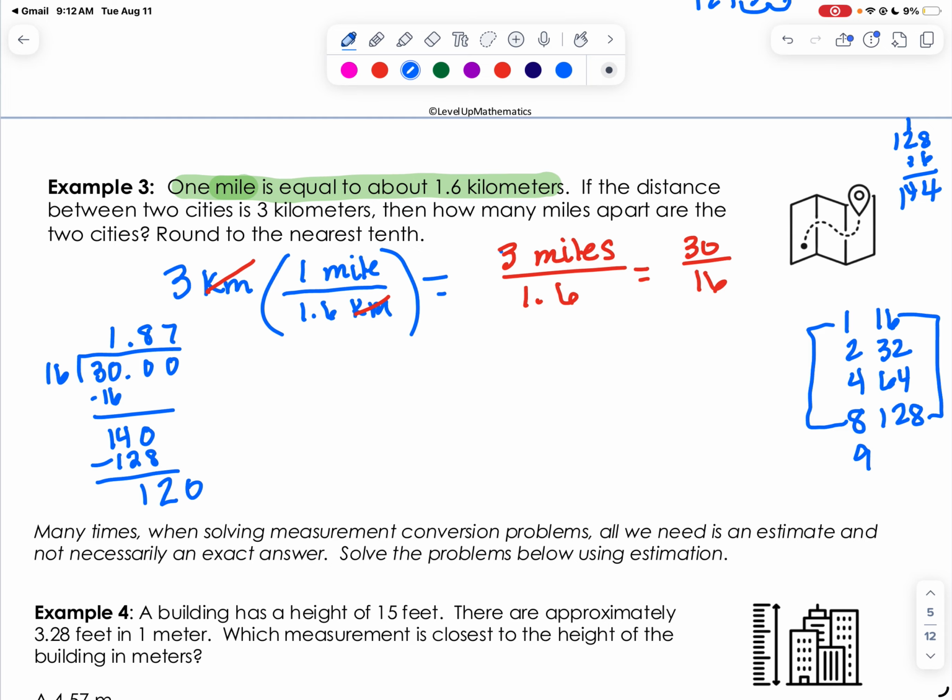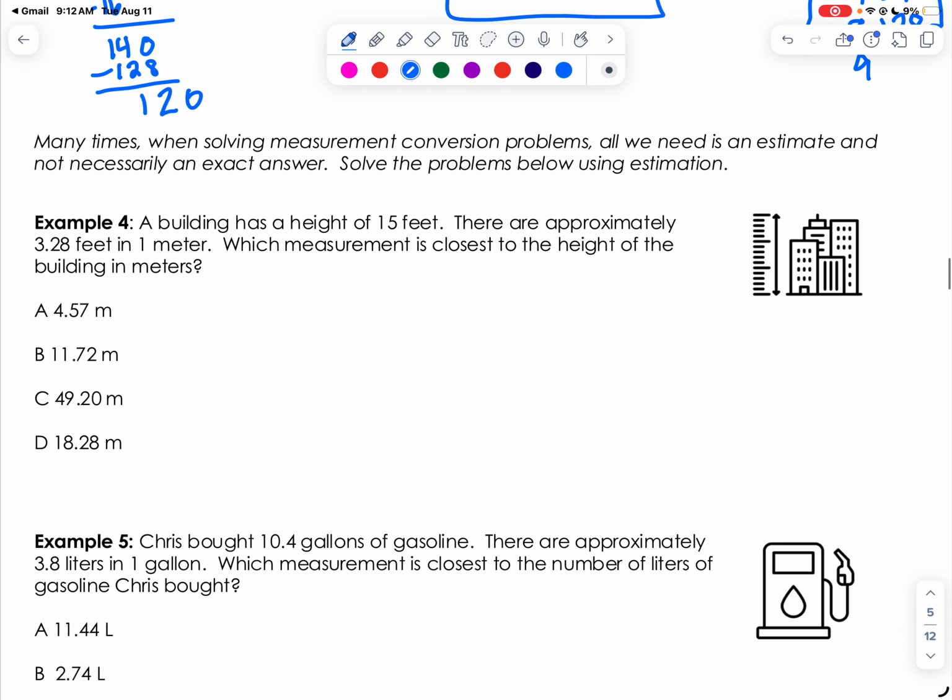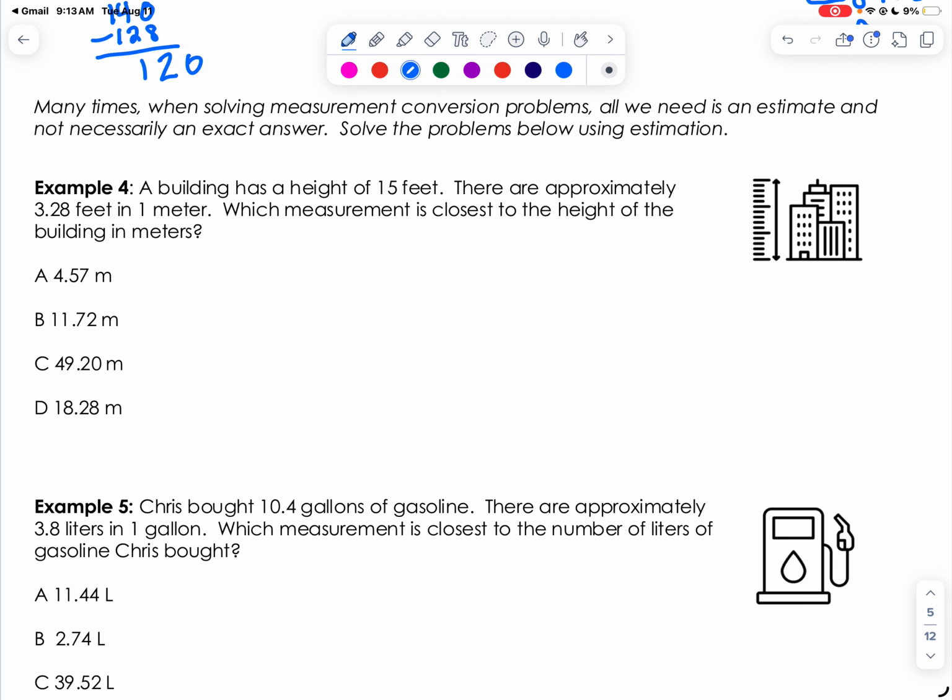So I'm going to stop right here because the problem told me to round to the nearest tenth. And 1.87 is going to round to 1.9, so I'm going to say approximately, since we rounded, approximately 1.9 miles. All right. Now, many times when solving measurement conversion problems, especially on standardized tests, where they give you multiple choice answers, all we need is an estimate and not an exact answer. So in these last two problems, we're just going to get an estimate and see if we can find the correct answer among our answer choices.